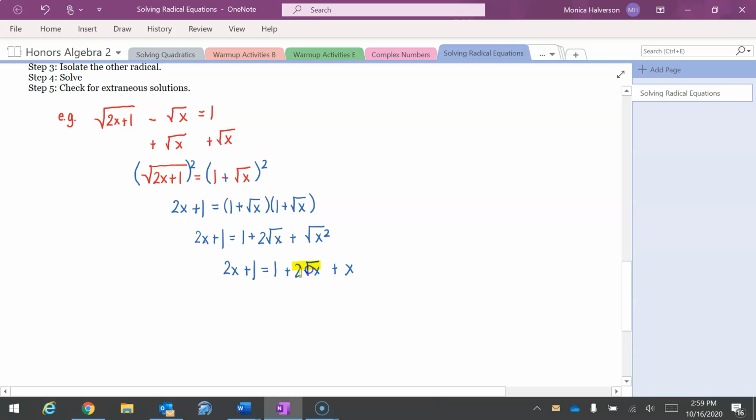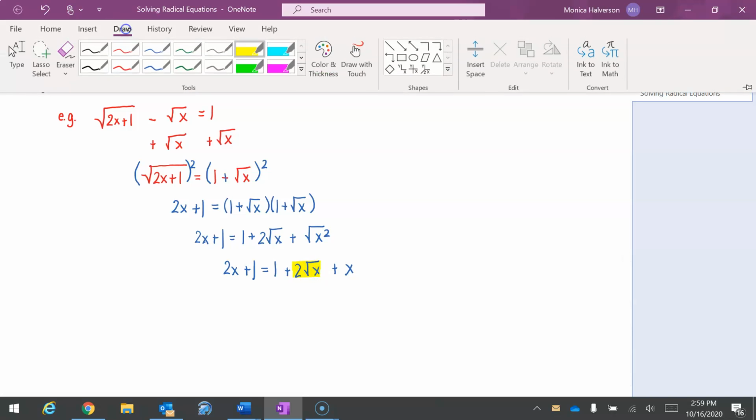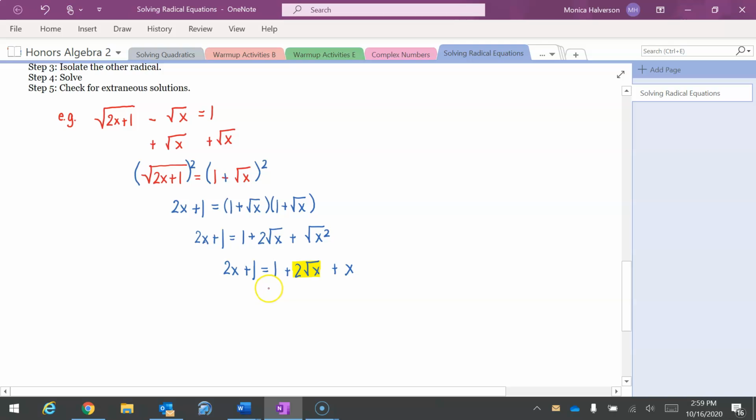So we need to isolate this radical. To do so, we subtract 1 from both sides and we subtract x from both sides. And we get x is equal to 2 rad x. Still have to get rid of the radical by raising it to the index number. So we get x squared is equal to 4x.